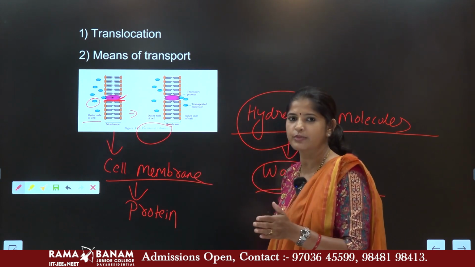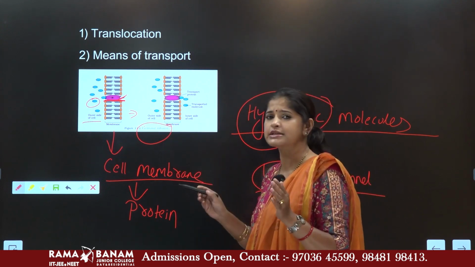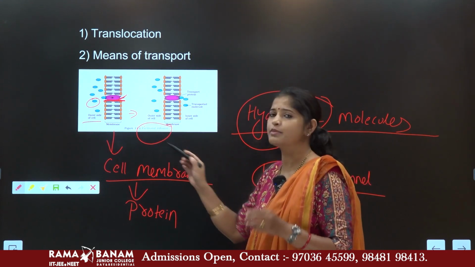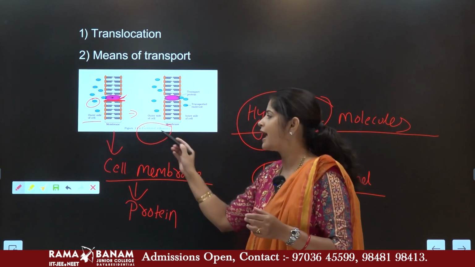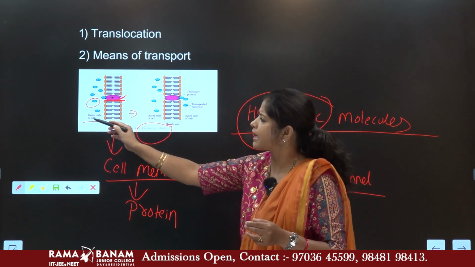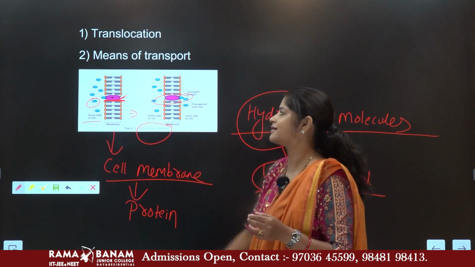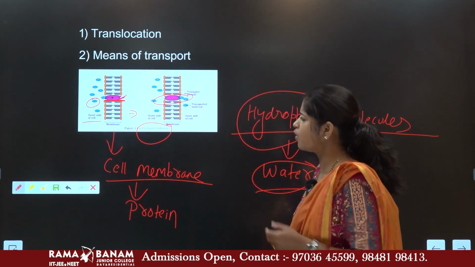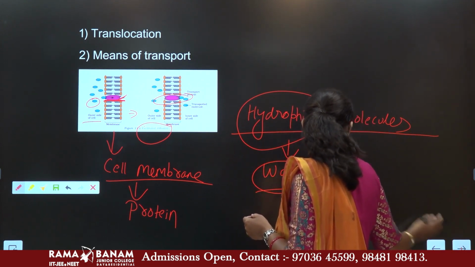Okay, so you got the difference between diffusion and facilitated diffusion. Diffusion means hydrophobic molecules are transported. Facilitated means hydrophilic molecules are transported. That is the difference between simple diffusion and facilitated diffusion. And in this diagram you can see that molecules are moving from the outer to the inner side, but not on their own, with the help of a transmembrane protein. Now some more points related to facilitated diffusion, that we will also see.